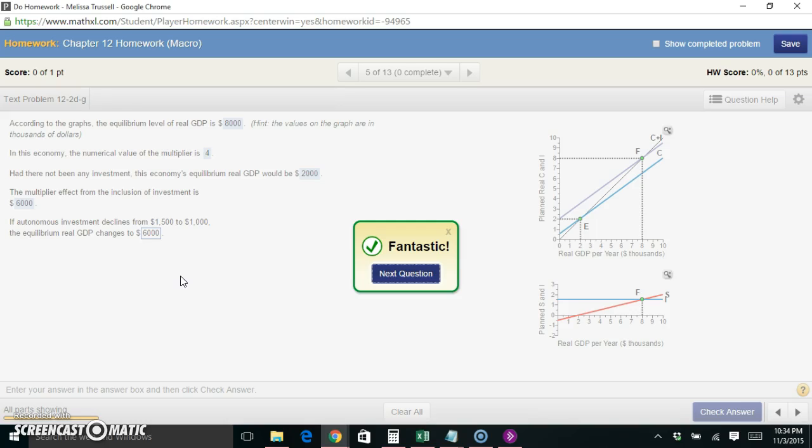I know there's a lot in that. There's a lot of math and a lot of definitions. You got to know what the multiplier is. You got to know where the equilibrium is. All these things.